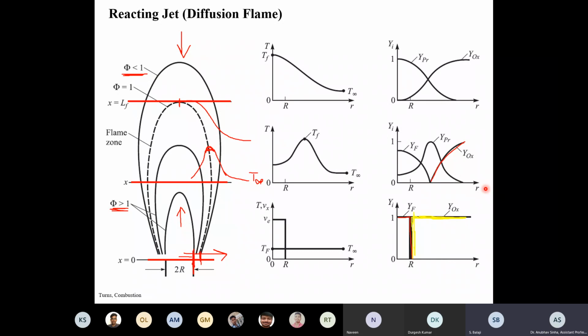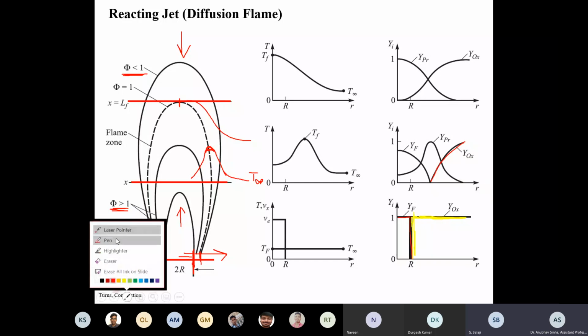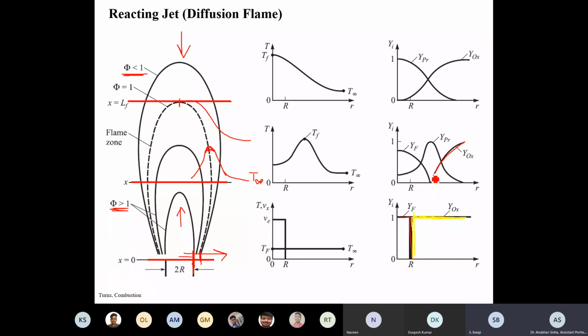I mean, here we don't have a single flame front, is it, sir? Is it so that we don't have a single flame front? Because we are getting products from r equal to 0 to r equal to infinity, right? Yes. So product means that we have a flame front at every r, right, sir?